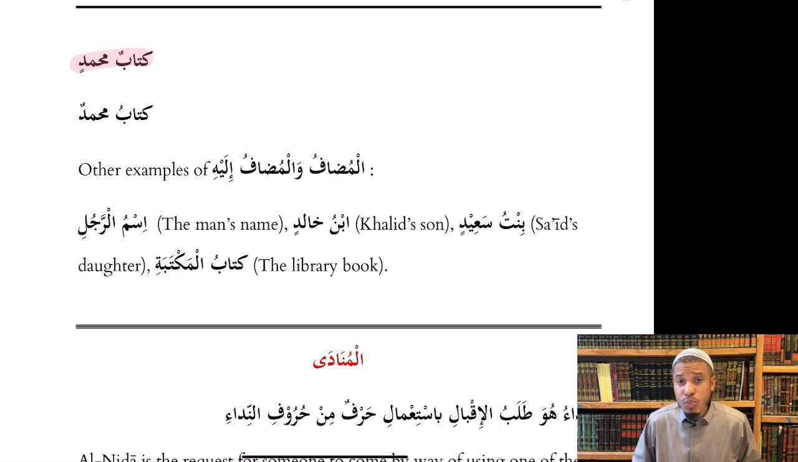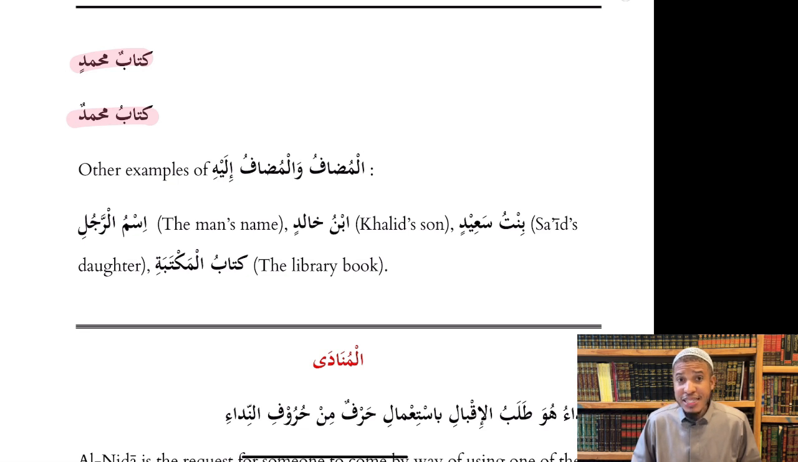If you said that the mudaf cannot have tanween, then you're correct, because kitabun here has tanween. That's incorrect. All right, let's look at the last example. Kitabu Muhammadun. Why is this incorrect?